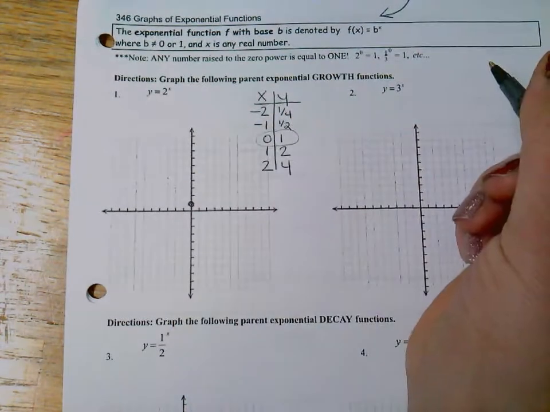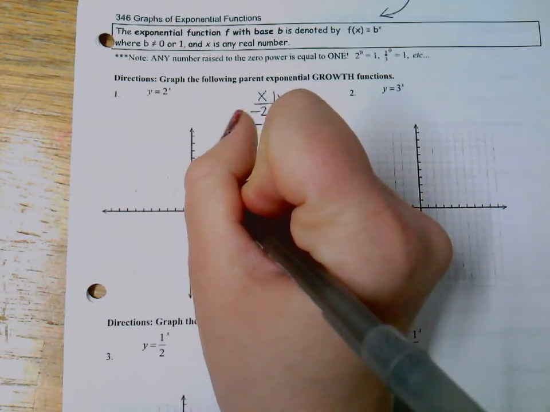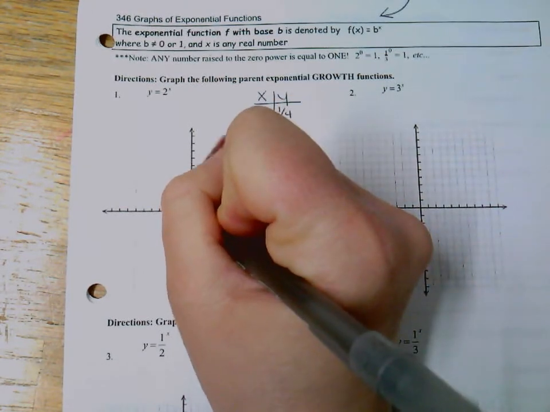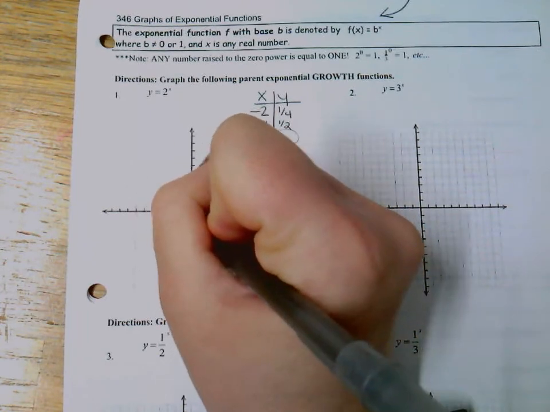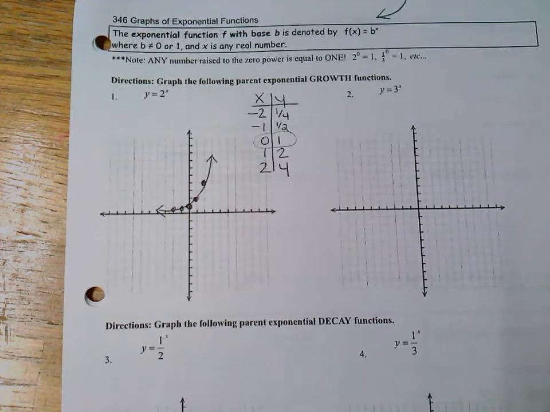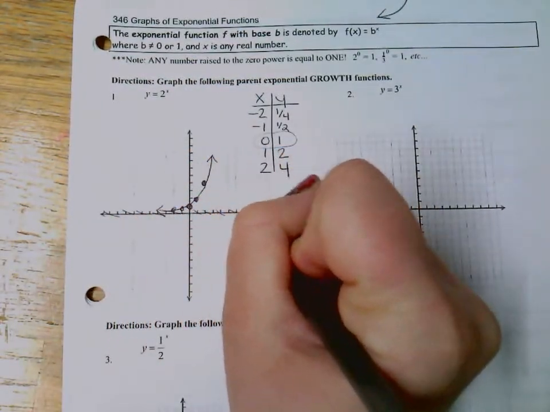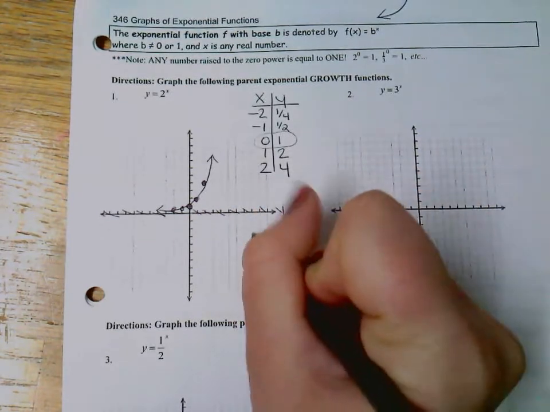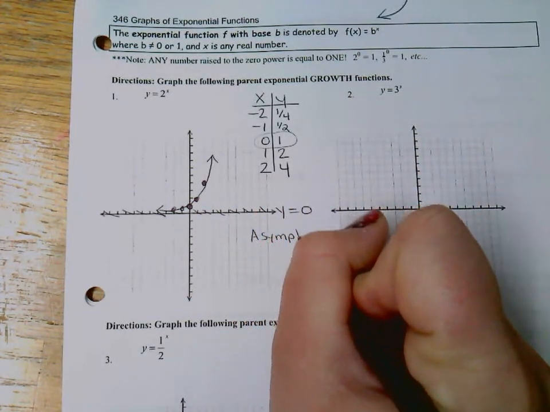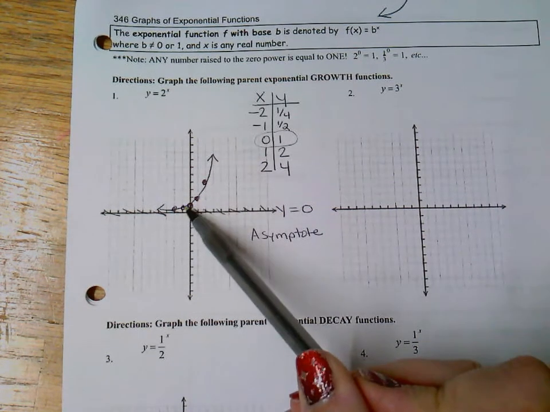There's my y-intercept at (0, 1), (1, 2), (2, 4), (-1, 1/2), (-2, 1/4). So it's an exponential increasing or exponential growth graph. It has something else that's kind of a key feature. It has this dotted line at y equals 0 called an asymptote. And we haven't talked about an asymptote very much. An asymptote is a line that a graph will approach. So see how it's getting closer and closer and closer to 0?